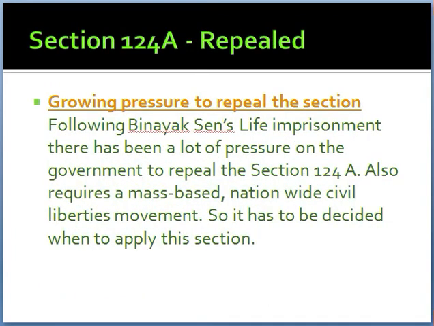Now, Section 124A was repealed. There was growing pressure to repeal the section following Binayak Sen's life imprisonment. There has been a lot of pressure on the government to repeal Section 124A. It also requires a mass-based nationwide civil liberties movement. So it has to be decided when to apply this section. That is all about sedition, Section 124A of the Indian Penal Code.